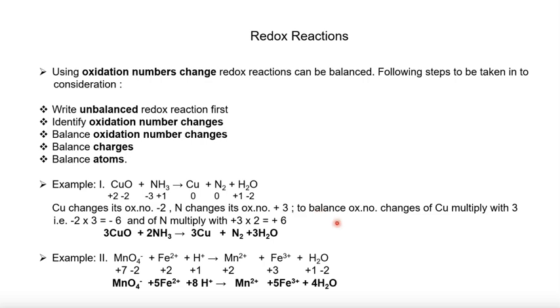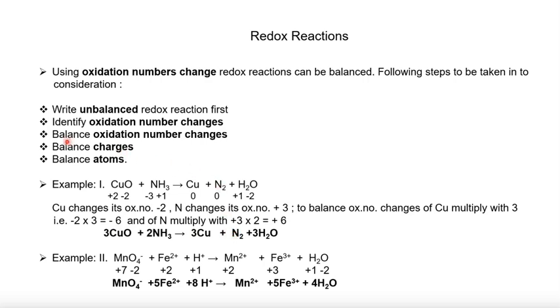We have to balance these changes. So we multiply copper by 3 and nitrogen by 2. And then we will see that the oxidation number change for copper becomes -6 and for nitrogen becomes +6. So this balances. And therefore, when we multiply copper by 3 and nitrogen by 2, we get the balanced reaction.